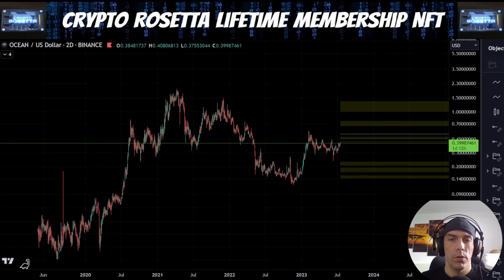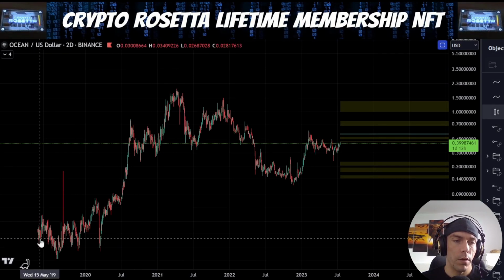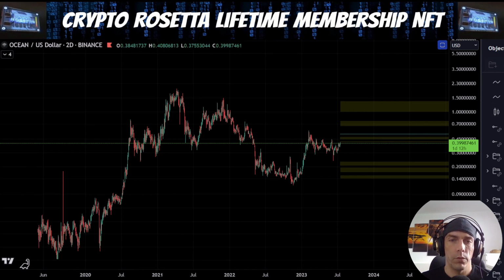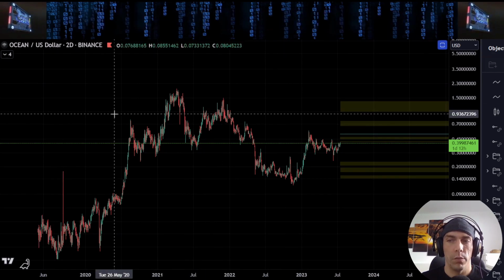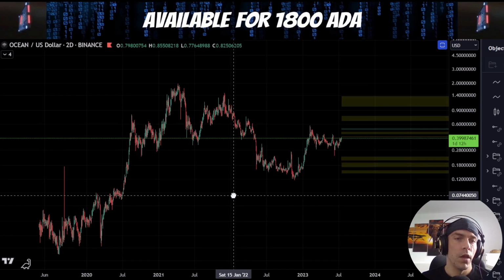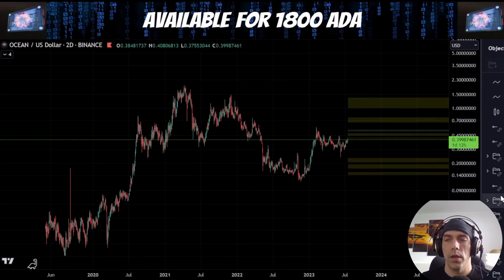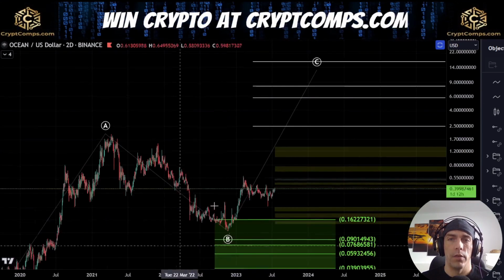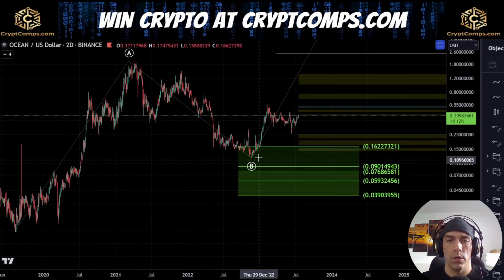Okay, so what we do have here is price history from May 2019. Now we don't have all the price history here, so we need to always bear this in mind when we are doing our analysis. The main way that I'm looking at this count to the upside here is A, B, and a C. This B wave could technically be completed into this low.